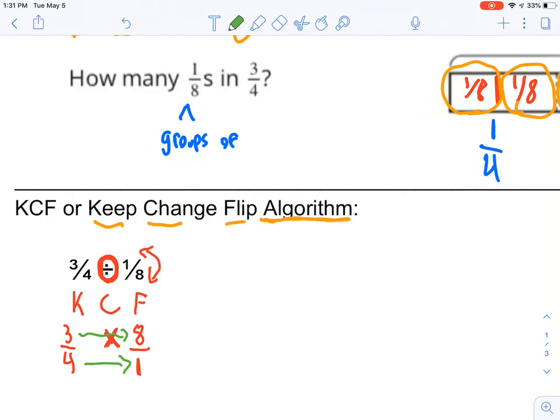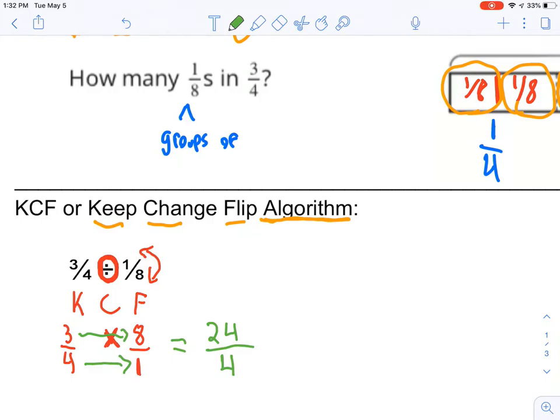So that means 3 times 8 equals 24. And 4 times 1 equals 4. Excellent. Now we have a fraction. That is our answer, but we can simplify it, right? Well, 24 over 4 is the same as 24 divided by 4, right? And 24 divided by 4 equals what?